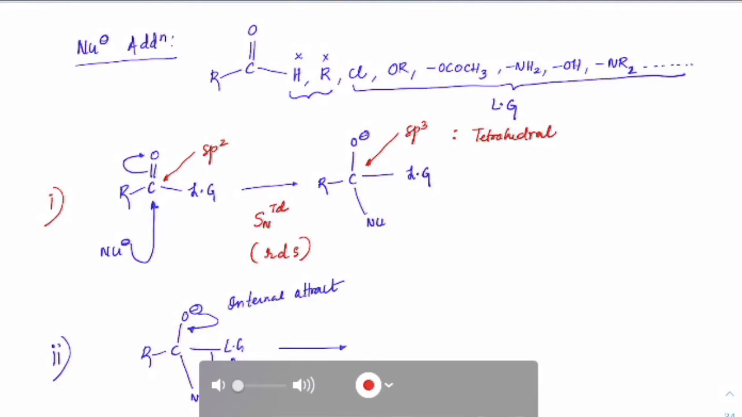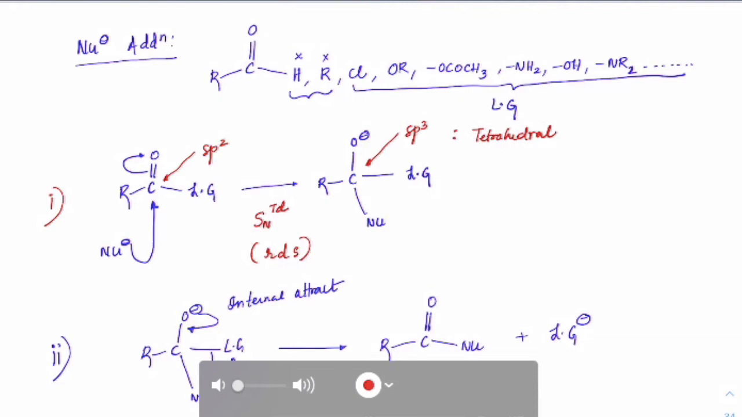No matter, even the weakest of the leaving groups will leave from here, like OH minus, NH2 minus, RO minus. These are all very weak leaving groups. But here, when an internal attack happens, all those leaving groups will also leave. We get R, C double bond O and Nu plus the leaving group with negatives.